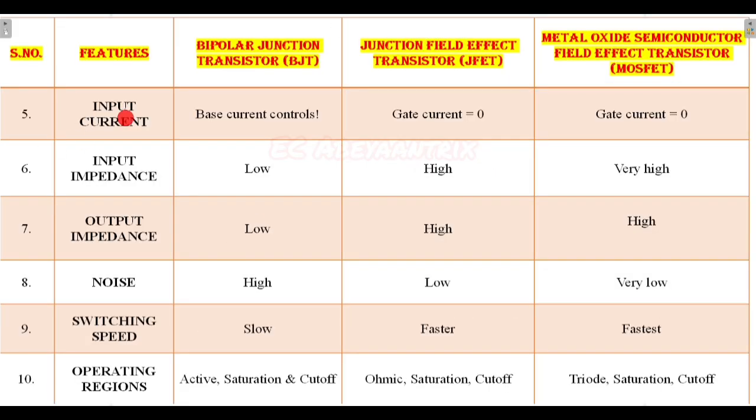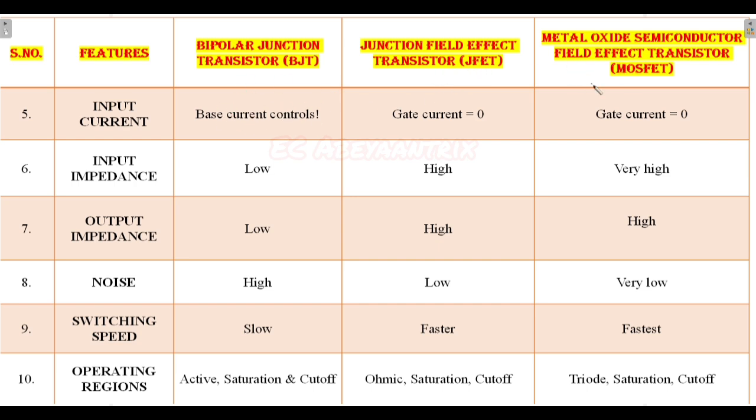And coming to the fifth feature called input current. This is an important feature because in BJT, the base current only controls the output current. Hence, it is called a current control device. The base current is the hero there. Okay? The base current, that is, the minority charge carriers moving across the base only contributes to the base current, which controls the output collector current. Hence it is the current control device actually, right?